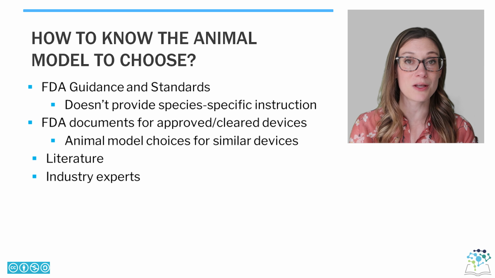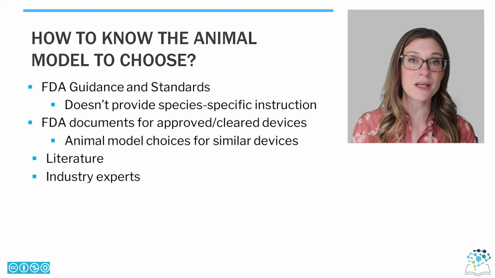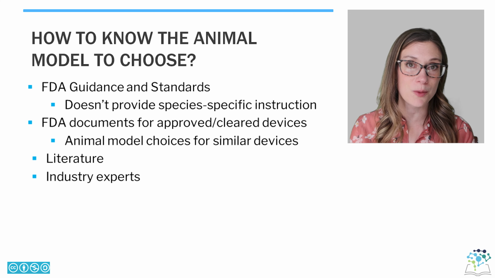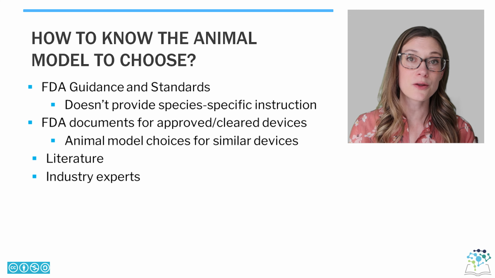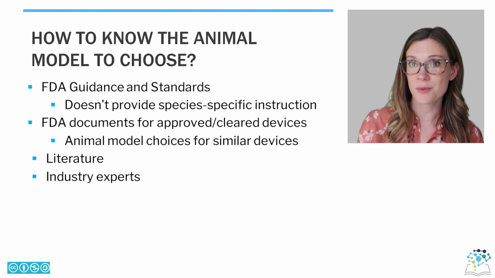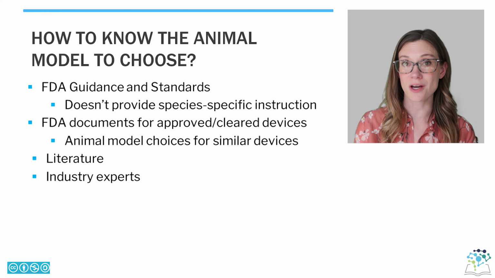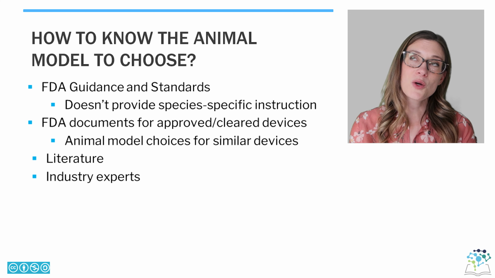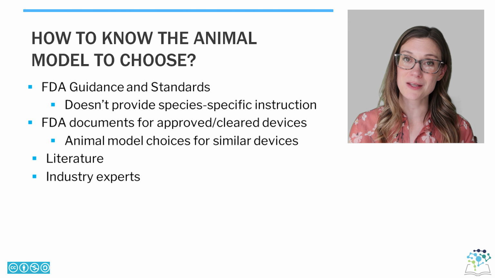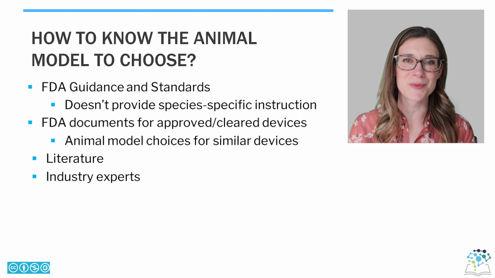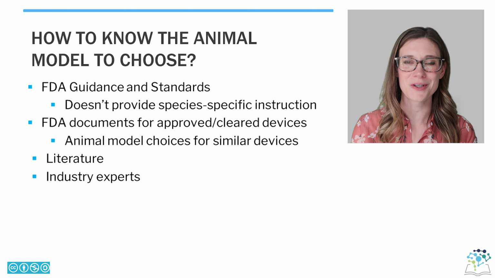Another source of information that you can look at is the FDA documentation for previously approved or cleared devices that are similar to your own. And in those documents, you may be able to find some information about the animal models that were used to conduct those studies. Finally, you can look to literature and see what else has been published in this space, or talk to scientists, engineers, and industry experts.